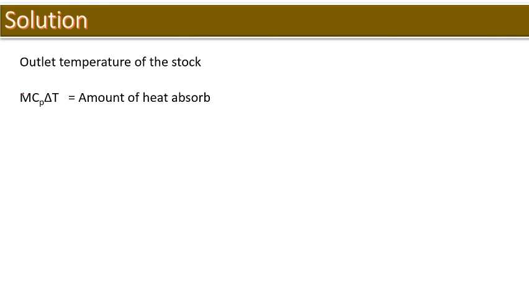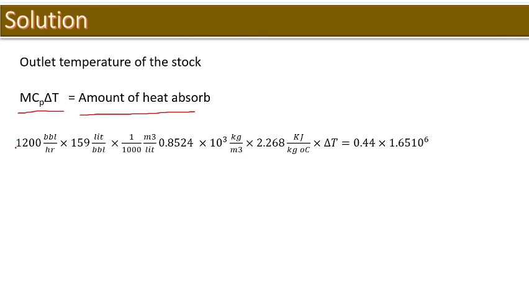So now come to the next part of this, how to find the temperature. It's a very easy one. We know that m Cp delta T is the total amount absorbed. The total amount absorbed can be calculated by sensible heat. So m, the mass of the material, is given as 1200 barrels per hour. So we have to convert this 1200 barrels per hour into kg. How can we calculate it?